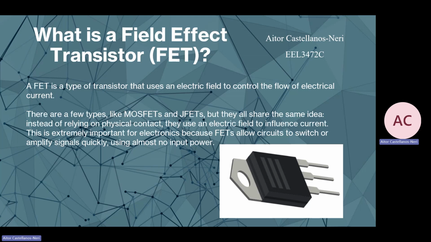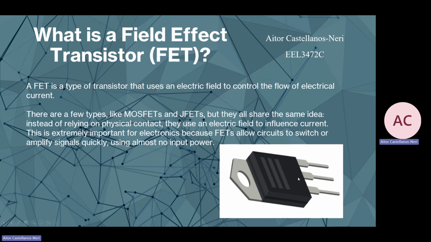I specifically wanted to do field effect transistor. So what is a field effect transistor? An FET is a type of transistor that uses an electric field to control the flow of electrical current. There are a few types like MOSFETs and JFETs, but they all share the same idea. Instead of relying on physical contact, they use an electric field to influence the current. This is extremely important for electronics because FETs allow circuits to switch or amplify signals using almost no input power.